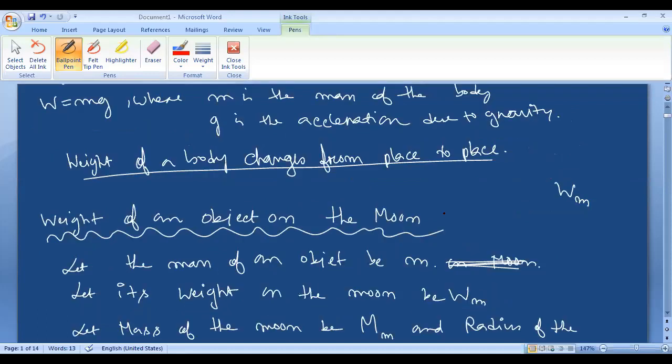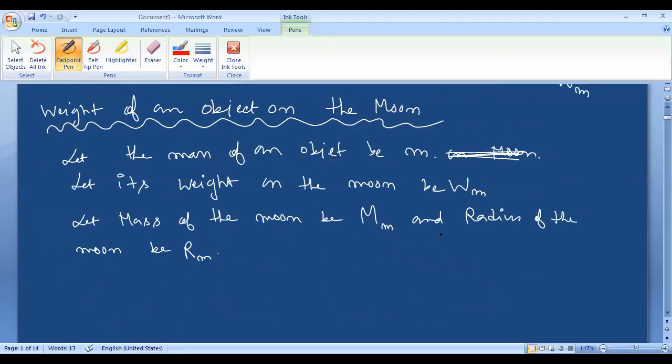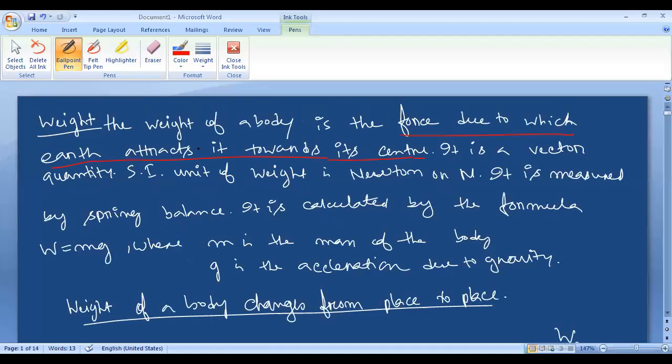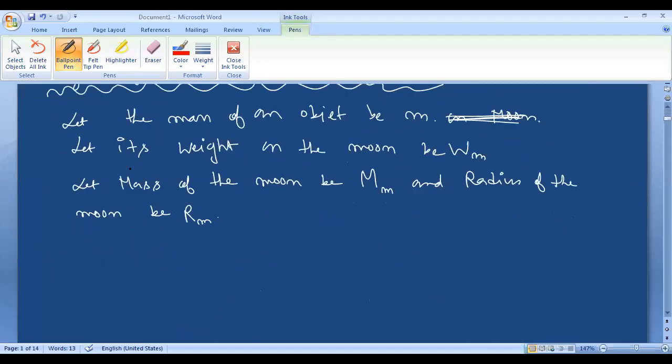Now what will be the weight of the body on the Moon? The weight of the body is the force due to which the Moon attracts it towards its center. Now, according to the definition and by the universal law of gravitation, what will be the weight of the body on the Moon?